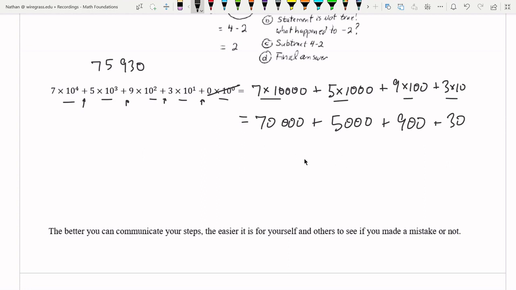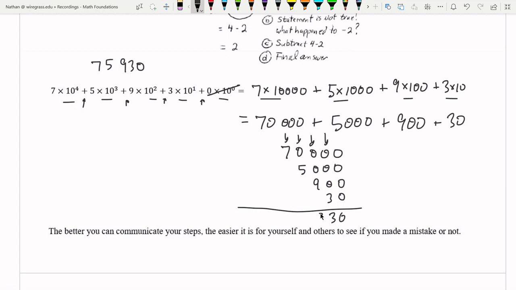And now if I line these up, doing the vertical addition that I've shown before, I'm going to line each place value up. You can see here that there's only one digit besides 0 in each of the places. So these add going straight down very nicely. 3, 9, 5, 7. 75,930. It is indeed the same number.